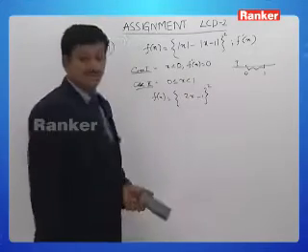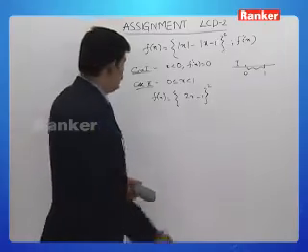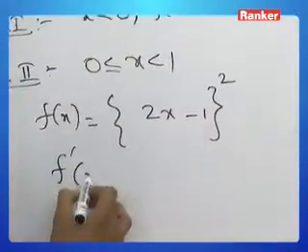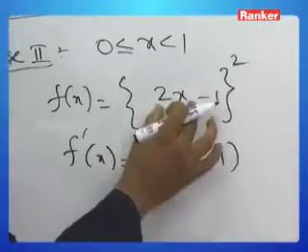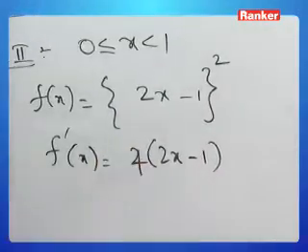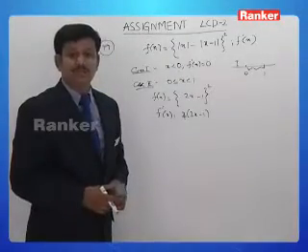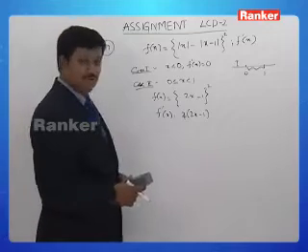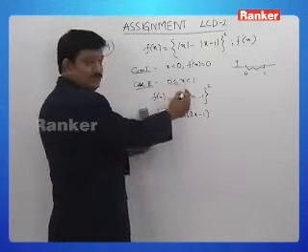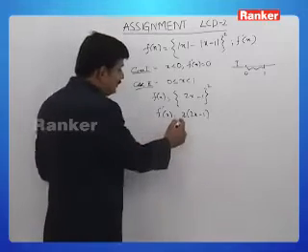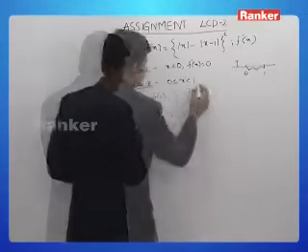f of x is 2x minus 1 whole square, and differentiating this, f dash x will be 2 into 2x minus 1 into derivative of 2x, which is 2, so it is 4 into 2x minus 1. So in case 2, when x is between 0 and 1, f dash of x will be 4 into 2x minus 1.